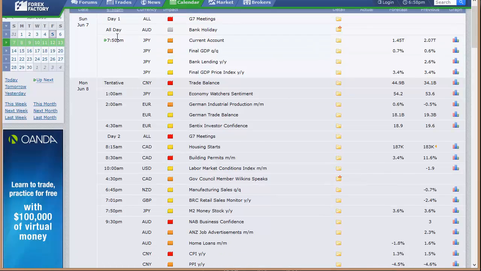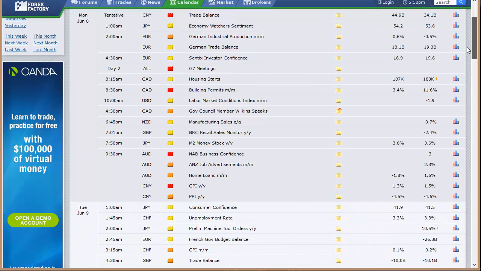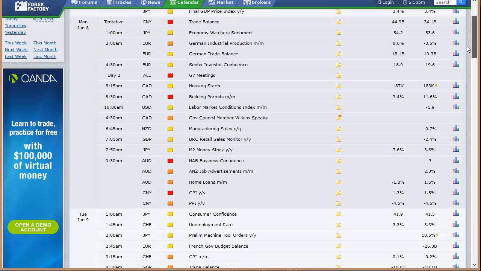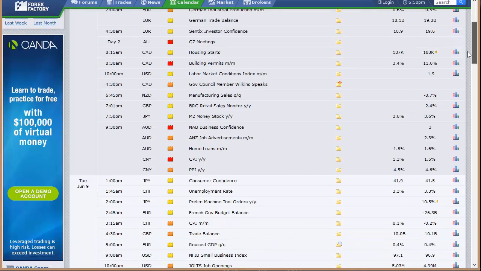All right, we'll go to starting the week on a bank holiday in Australia this time. Japan's current account and final GDP, bank lending and final GDP price index. It's a lot of Japanese data coming out Sunday night. China's got their trade balance going into Monday. Japan's economy watchers sentiment. Europe's German industrial production and trade balance. Sentix investor confidence out of Europe.